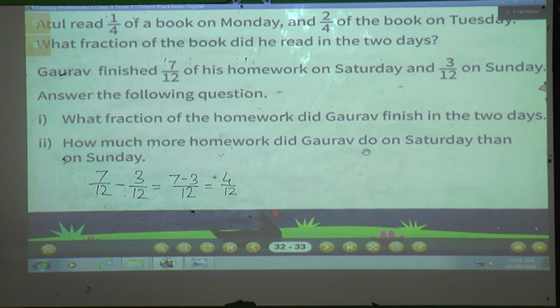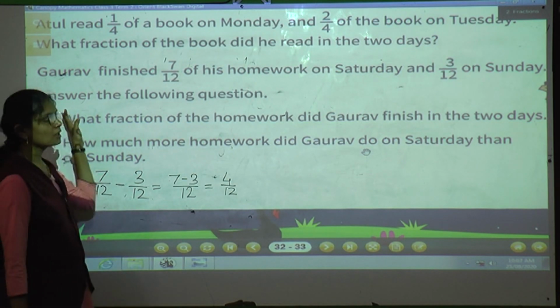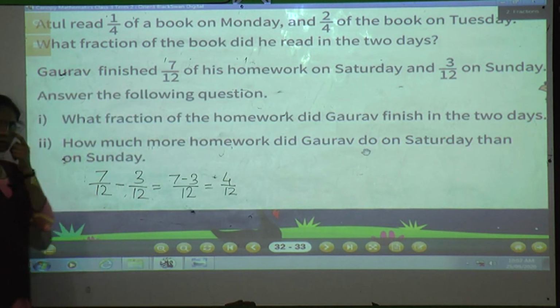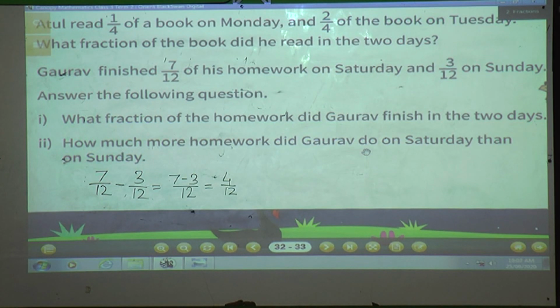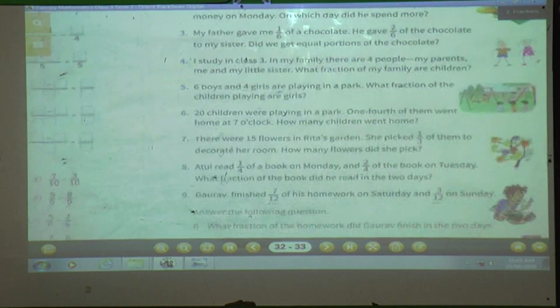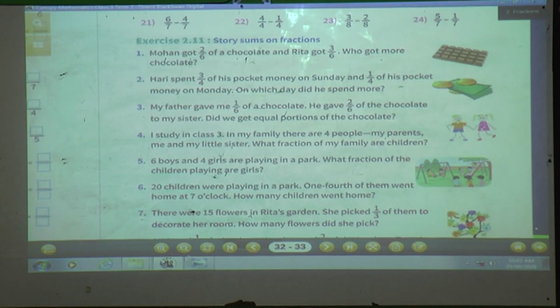So in this way, in the first question you have to do the addition, then you will get what fraction of the homework Gaurav did in the 2 days. And in the second question, what does it ask us? Yes, on Saturday how much more homework he did than Sunday. So when we do the subtraction, then you will get the answer to this question. Okay, so in this way today we have completed this exercise, that is 2.11.